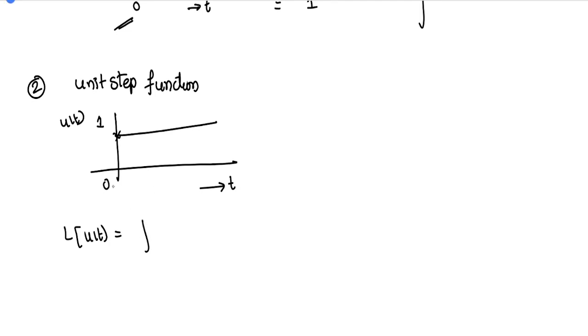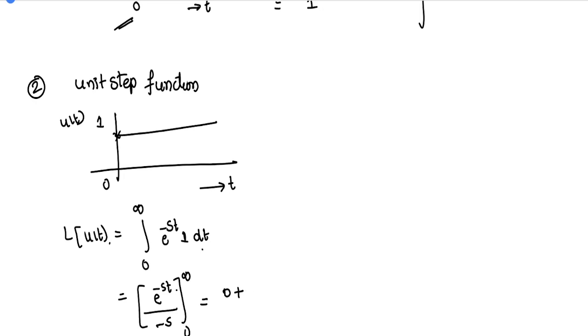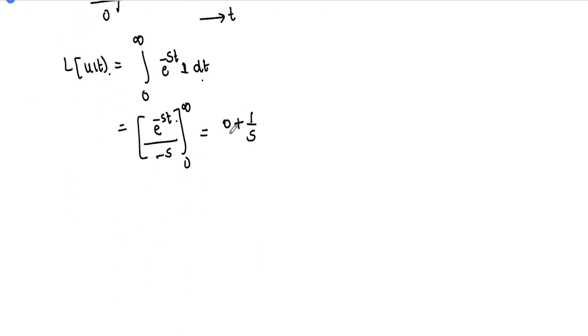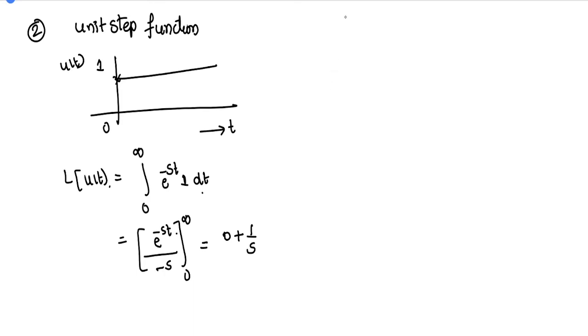the integration from 0 to infinity of e power minus st, where the u of t value is 1, into dt. So e power minus st integrated with respect to t gives e power minus st by minus s, then you apply the limits 0 to infinity. If you substitute the upper limit, e power minus infinity is 0, and for the lower limit, minus of minus is plus 1 by s. So it is 1 by s.